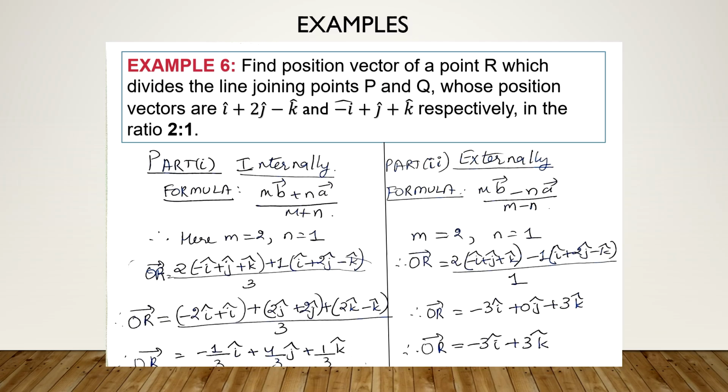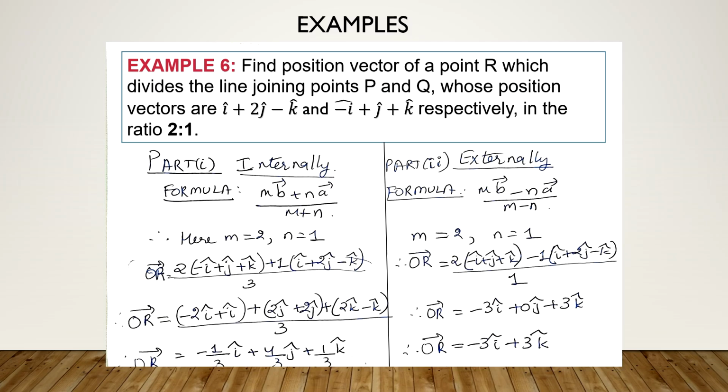Next example, find the position vector of a point R which divides the line segment joining the points P and Q, whose position vectors are i plus 2j minus k and minus i plus j plus k respectively, in the ratio 2:1. Now in this question, since it is not given whether R divides the line segment joining points P and Q internally or externally, we will find in both cases. Suppose it divides internally, then what is the formula? m into vector b plus n into vector a upon m plus n. So your m is 2, n is 1 over here.